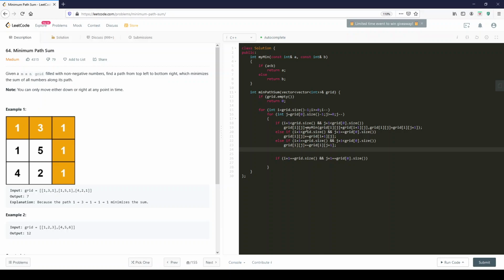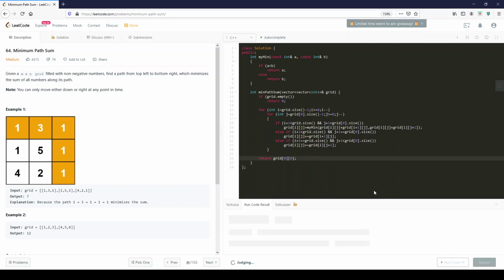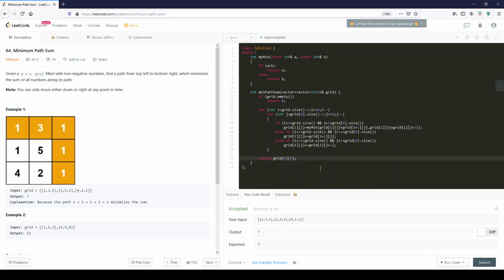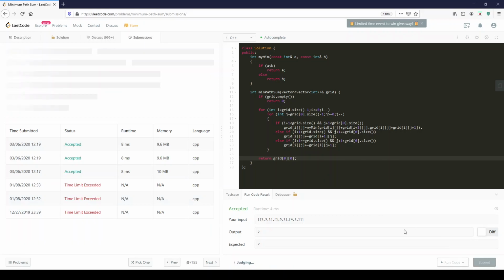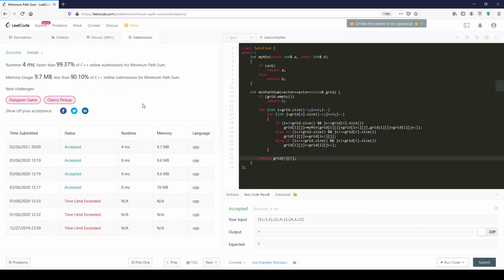And if they're both not there, then actually we don't need to touch anything. So at the end of all this, we should return grid[0][0]. And if this miraculously works, I'd be surprised. Oh, okay. We have a winner. Well, that's it, folks. Have fun.